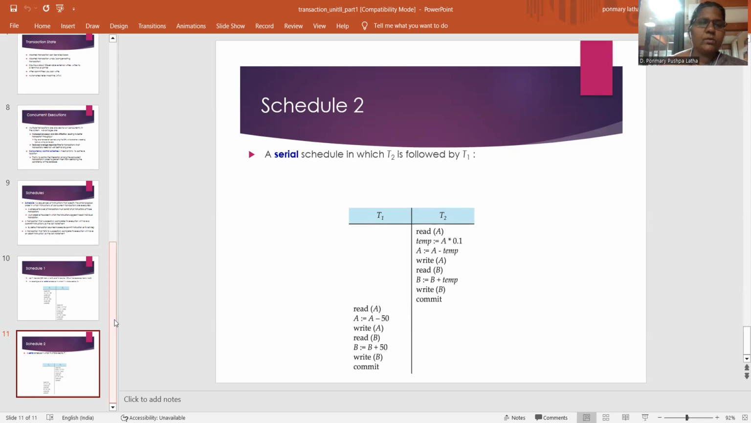So in this presentation, we have seen the transaction: what is a transaction, what are the ACID properties, and what is a transaction state, concurrent execution, and the schedules.